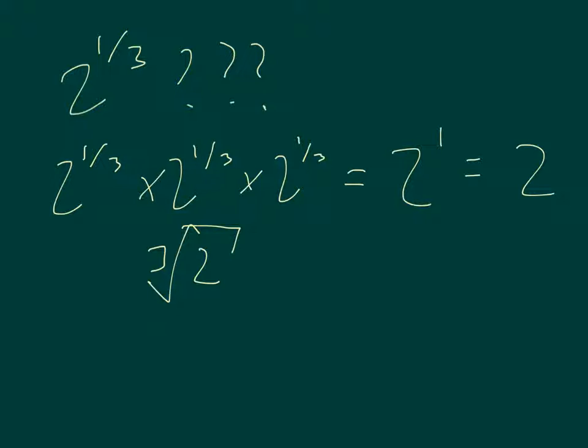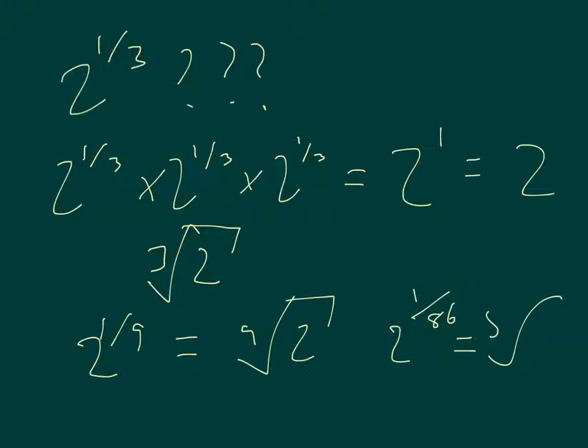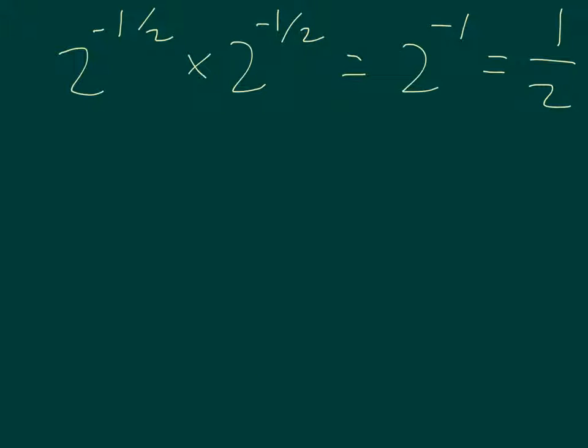And this gives us a general rule for anything: 2 to the power 1 over 9 would be the 9th root of 2, whatever that is, and 2 to the power 1 over 86 would equal the 86th root of 2. And just like before, if we've got 2 to the power minus a half, well, we multiply it by 2 to the power minus a half, we get 2 to the power minus 1 using our laws of indices. So 2 to the power minus 1 is 1 over 2, you'll remember.